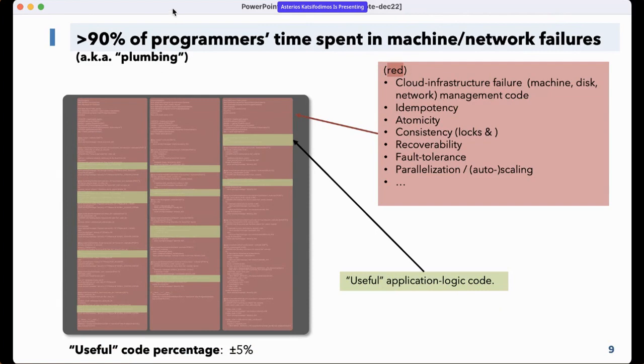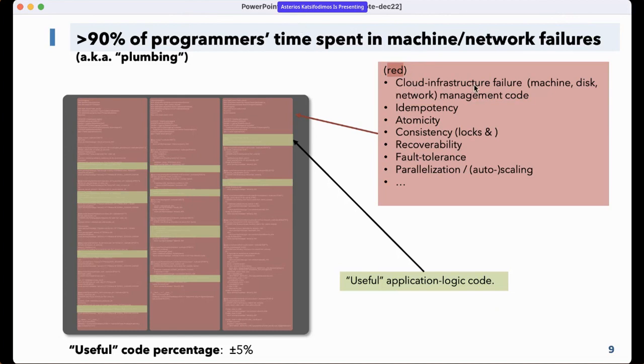So let's see. What you see on the left, basically, is the actual code that one of the good student teams has given us. This was in, if I'm not mistaken, Python Flask. This is just the business logic that they wanted plus failure management. What do I mean by failure management?